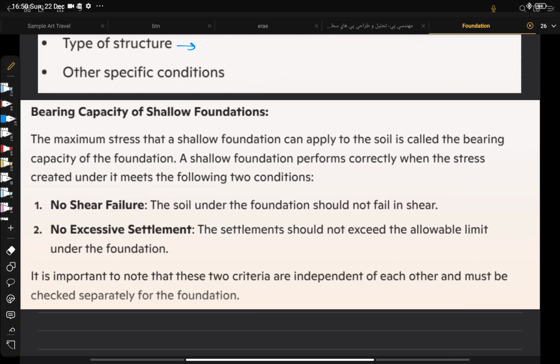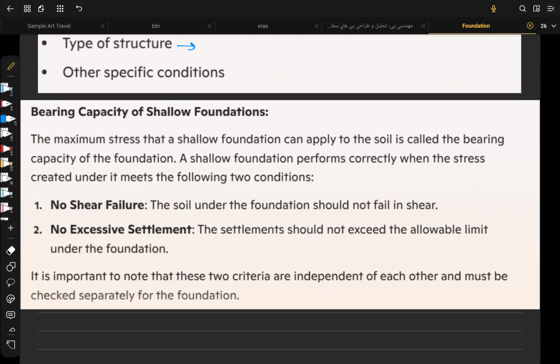Okay, bearing capacity of shallow foundation. The maximum stress that a shallow foundation can apply to soil is called the bearing capacity of the foundation. A shallow foundation performs correctly when the stress created under it meets the following two conditions: no shear failure, no excessive settlement. These are two important things that we need to cover.